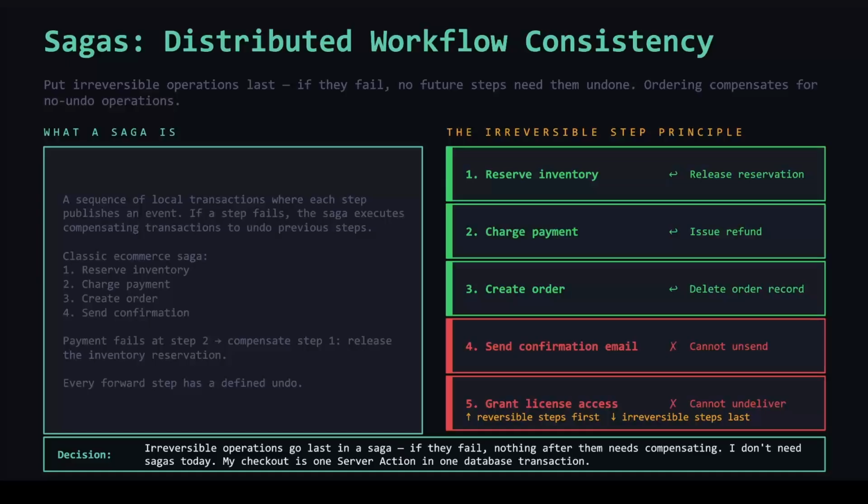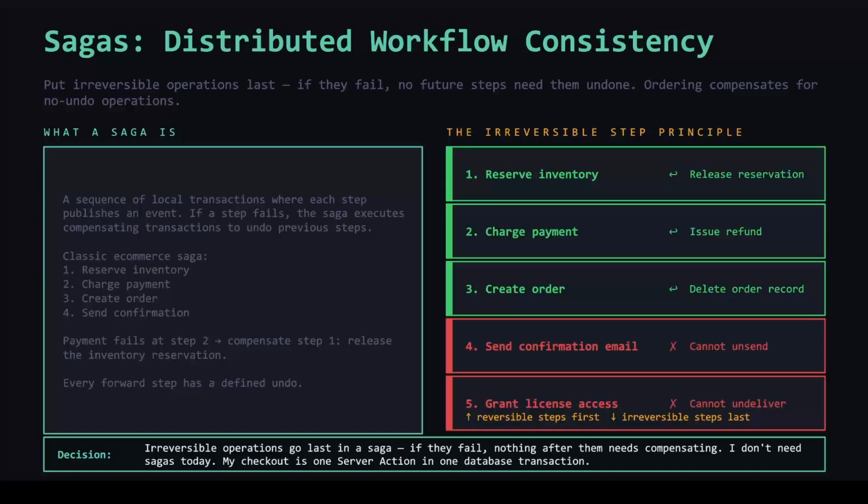Some operations have no clean undo. Sending an email cannot be retracted. The design principle that makes Saga practical: put irreversible operations last. If the email send is the final step, no subsequent step can fail and require the email to be undone. Structure your saga so that everything that can be compensated comes first. Inventory reservation, payment hold, order creation, and everything irreversible comes last. Email send, notification dispatch, analytics event.